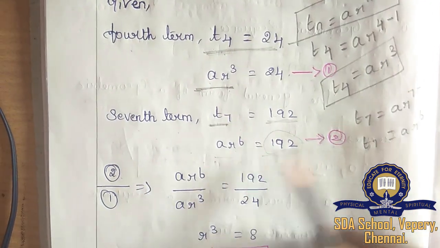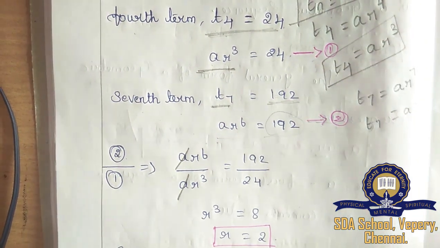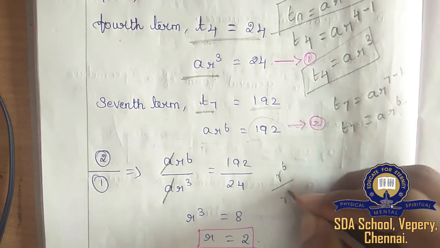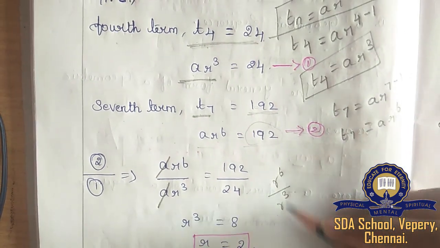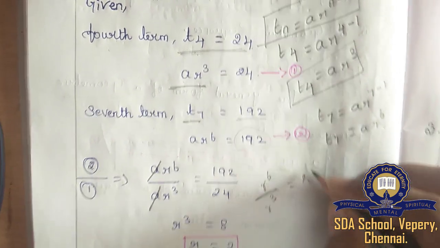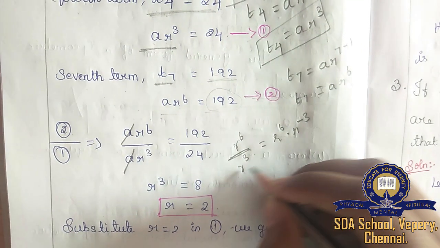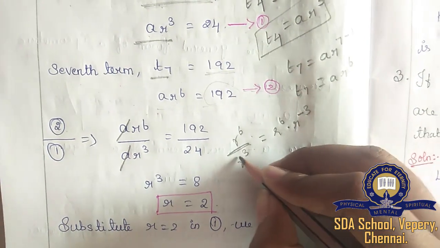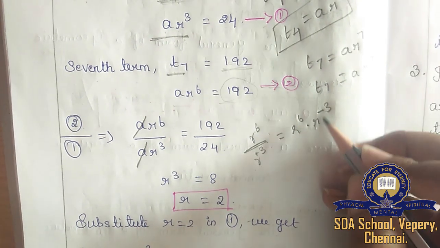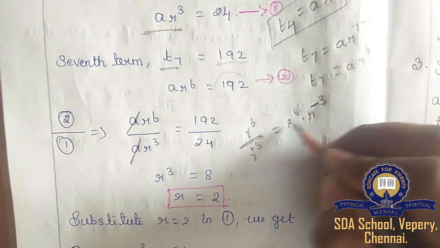If I divide equation 2 by equation 1, what will happen? a and a will get cancelled, right? So if you divide these two, r power 6 divided by r power 3. What will happen if terms are in division? The powers, can I subtract? So can I write it like this? If I bring this denominator to the numerator, my power will become inverse, right? So here I have plus 3. If you bring this to the numerator, it will become minus 3. Here I have the base as equal.